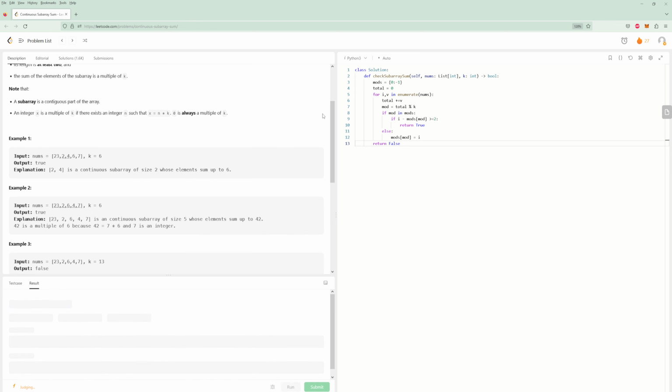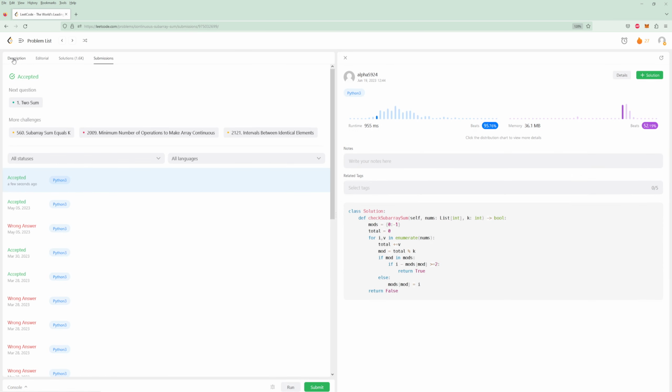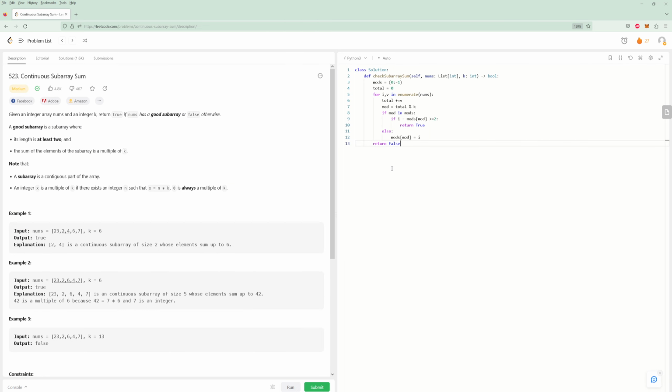Okay, nice. All right, perfect. Okay, so let's think about the time and space here. But yeah, this question is good, I think, because it helps you get better with your understanding of mods and what it means if you get the same mod multiple times. And that helps you not get the brute force solution, but instead get the optimal solution.